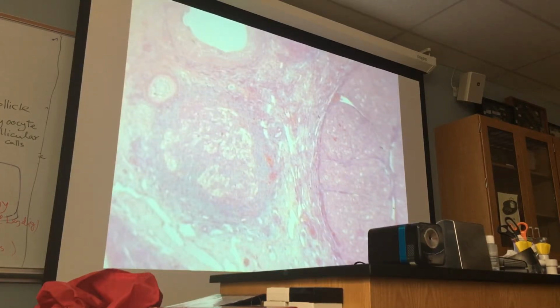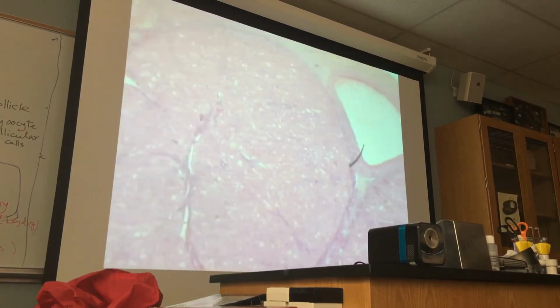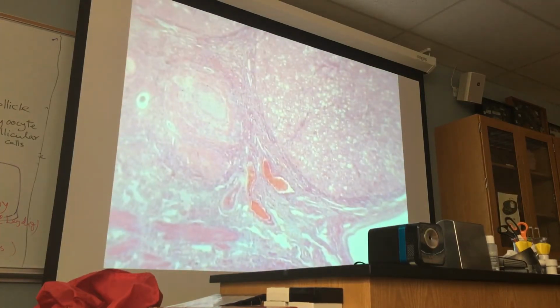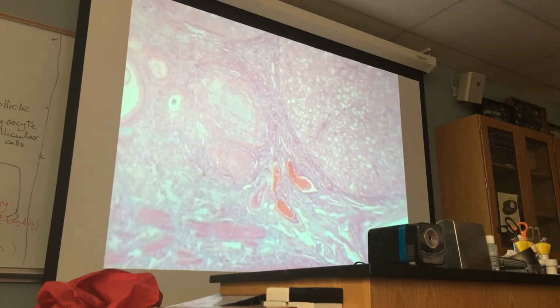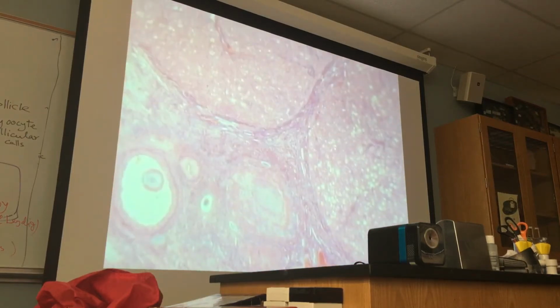Now, a degenerating corpus luteum ultimately will become a corpus albicans, isn't it? We already know that. How does it look like? I'll show you. This is a corpus albicans. This is the corpus albicans. Let us survey this one.